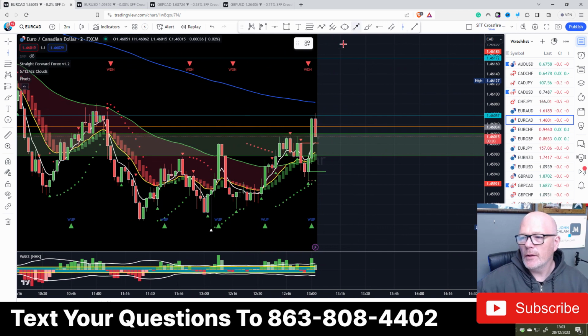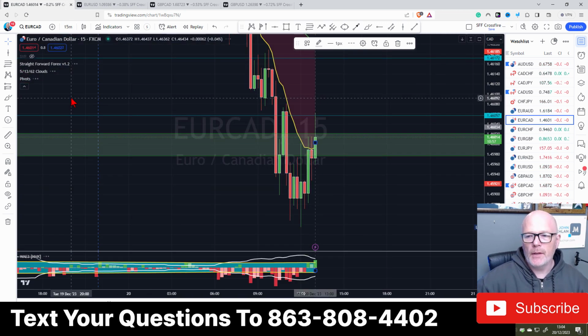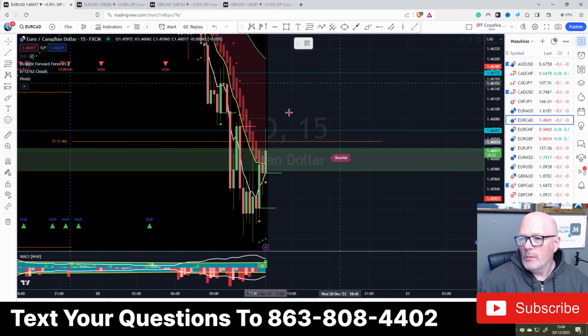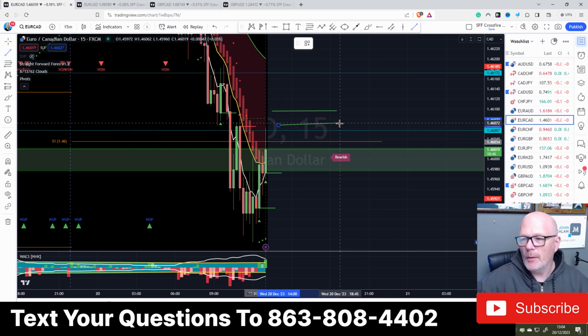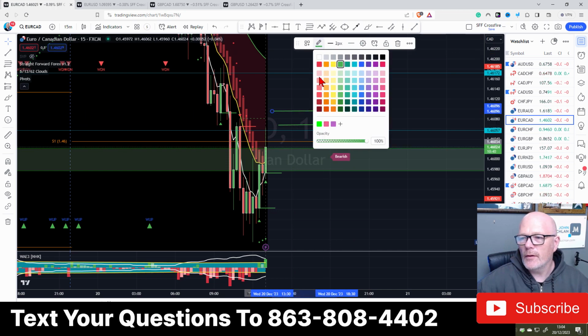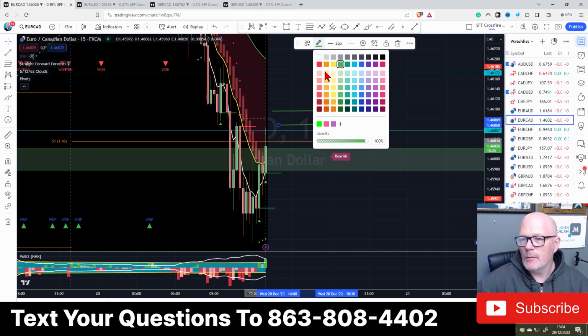Right, so vertical line. I'm going to put the vertical line on the 1300 candle. Make sure it's on the 15-minute. And I'll put a couple of trend lines on. If you know the strategy by now, you'll know that we use two trend lines, a buy trend line and a sell trend line, and we put them on the 1300 candle.